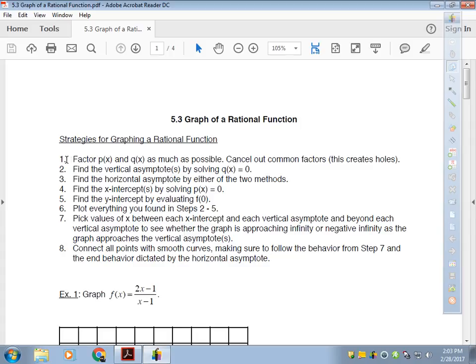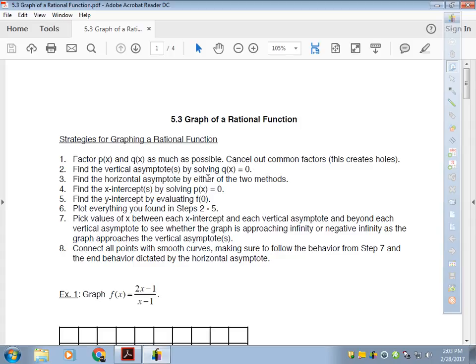The first step is factor out p of x and q of x, the top and the bottom of the fraction, as much as possible. Cancel out any common factors. When you do this, it creates holes in the graph. You find vertical asymptotes by setting q of x equal to 0.